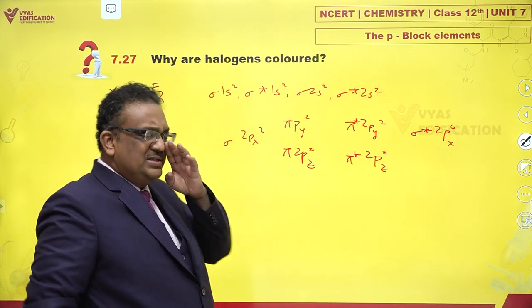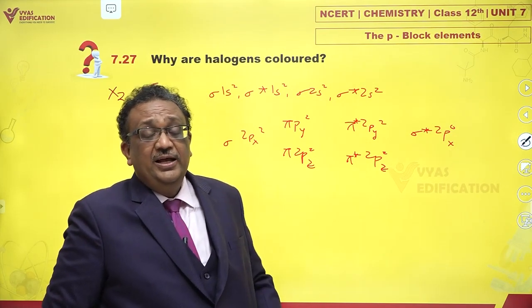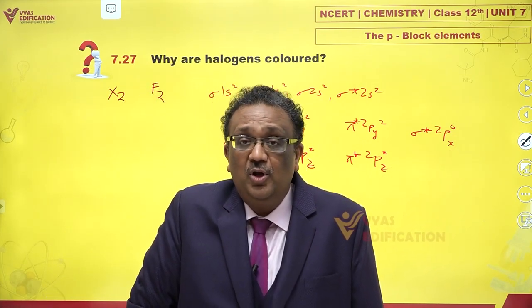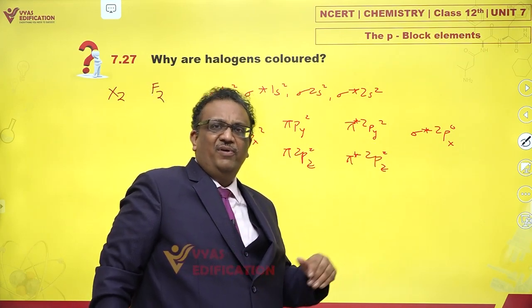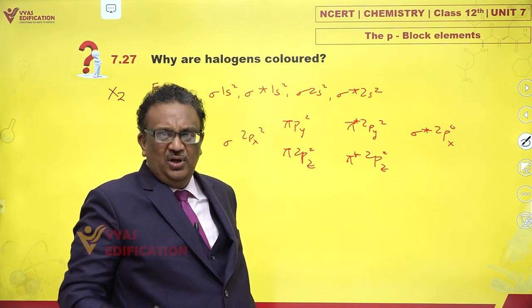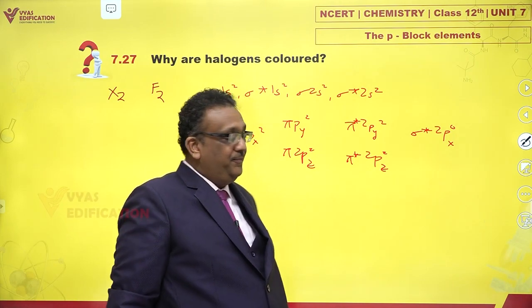What I'm writing down is the electronic configuration of fluorine. In case you wish to talk about chlorine, bromine or iodine, instead of principal quantum number 2, this would become 3, 4 or 5 respectively. All of the things would, with some modifications, remain similar.